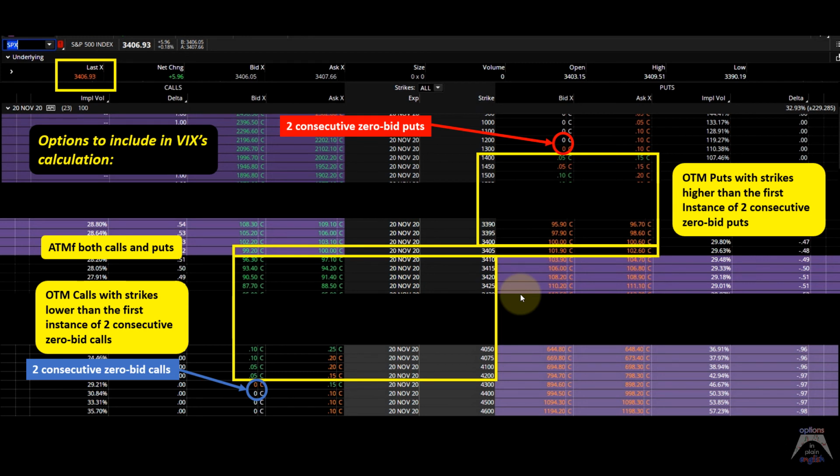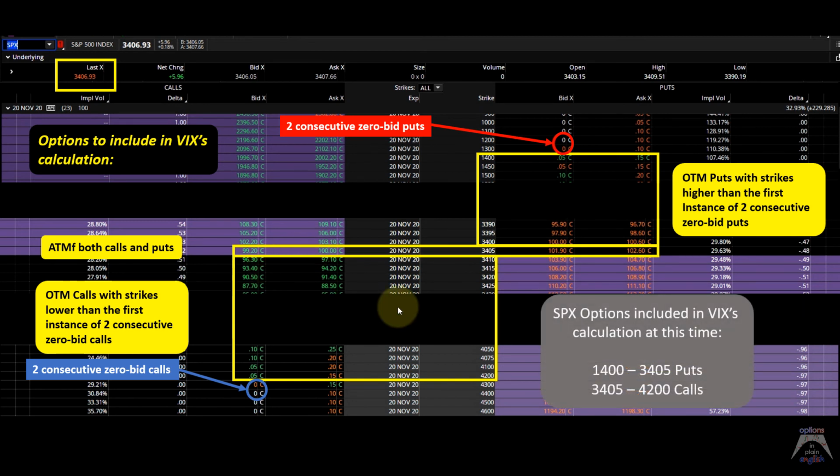Now, for this expiration, we have identified the limits by finding the two consecutive zero bid puts, plus including both puts and calls for the at the money. So now we have the range of options that are going to be used. The SPX options, including the VIX calculation at this time, are going to be the puts from 1400 all the way to 3405, and the calls from 3405 to 4200.